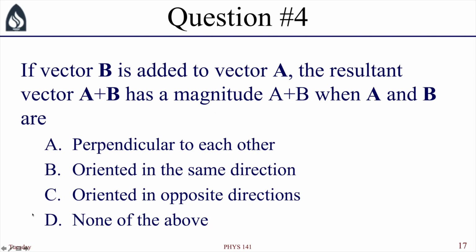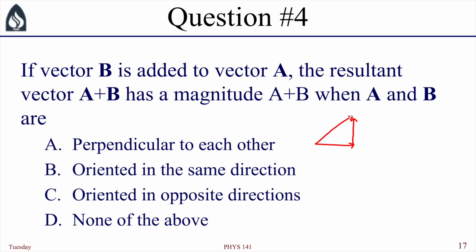So if we drew a picture of what that looked like, let's say this is vector A, and let's say this is vector B. If they're perpendicular to each other, if I add this length with this length, do I get the length of the vector sum? No, that really wouldn't work. If they're perpendicular to each other, you really can't add the two lengths of the vectors and expect that to be equal to the vector sum.